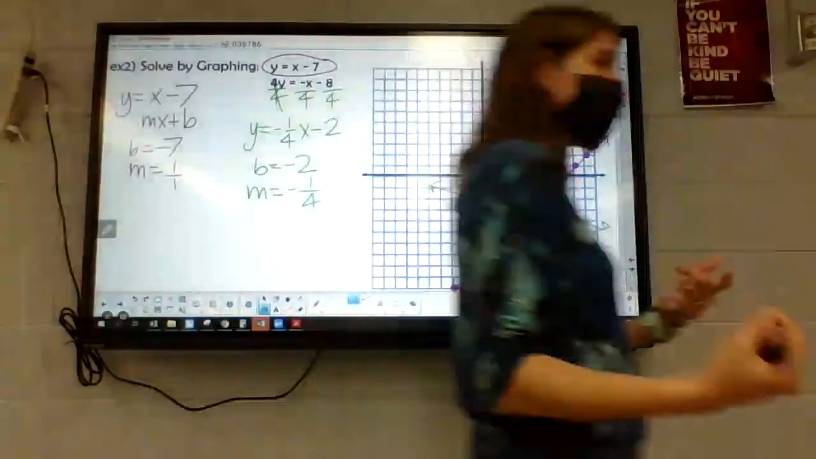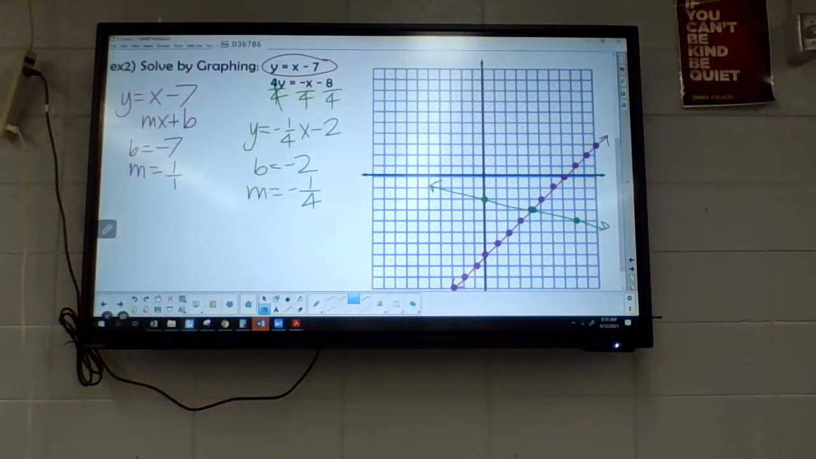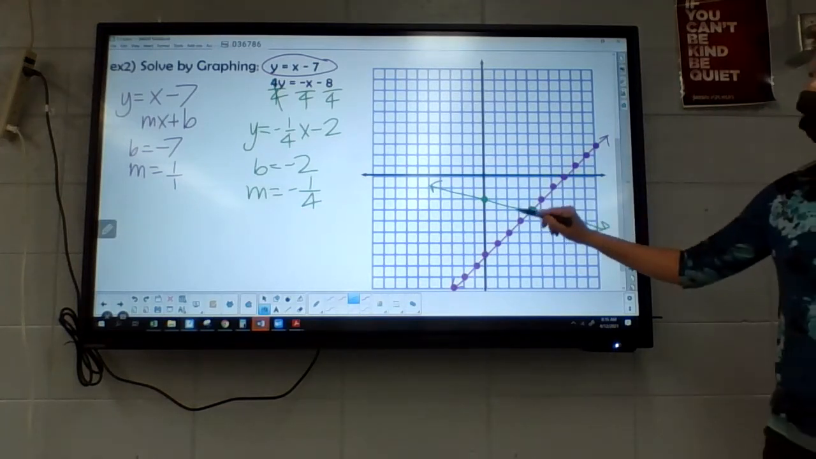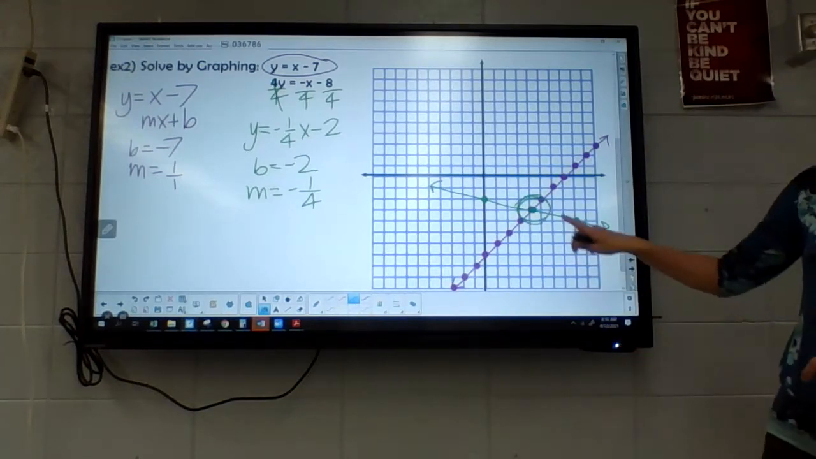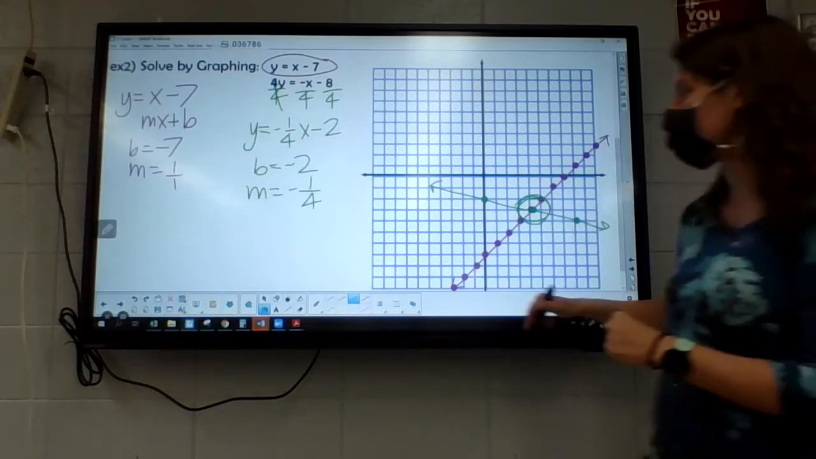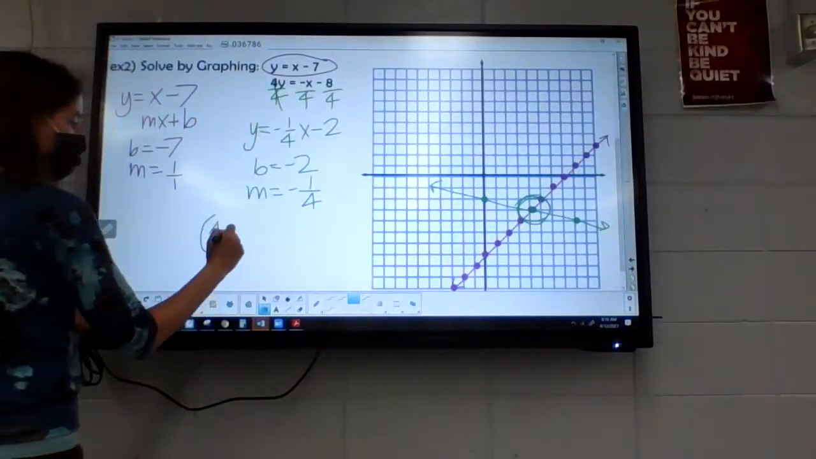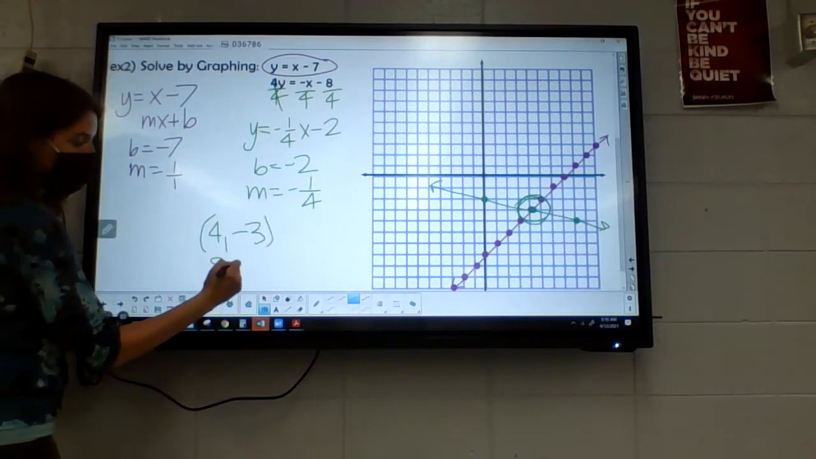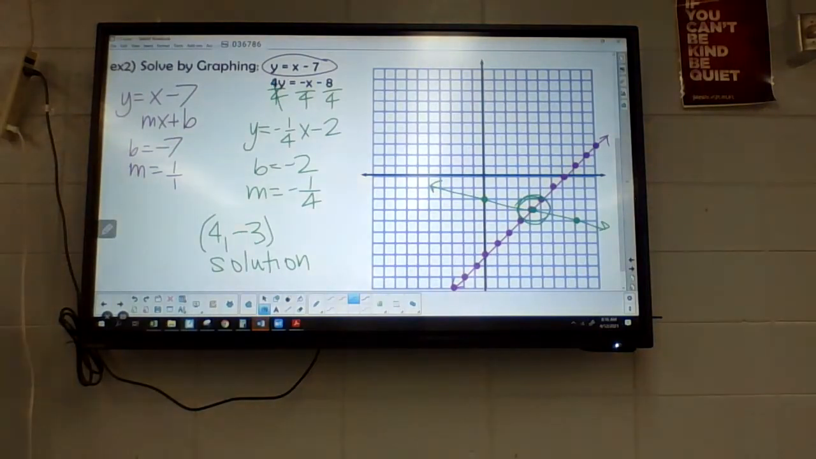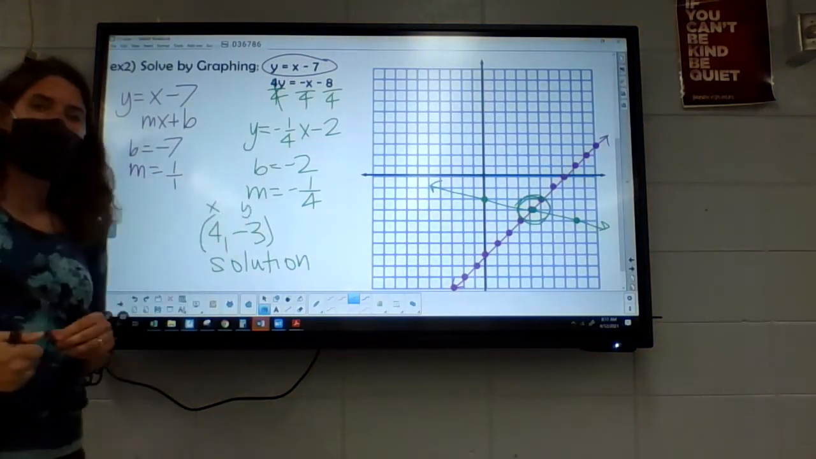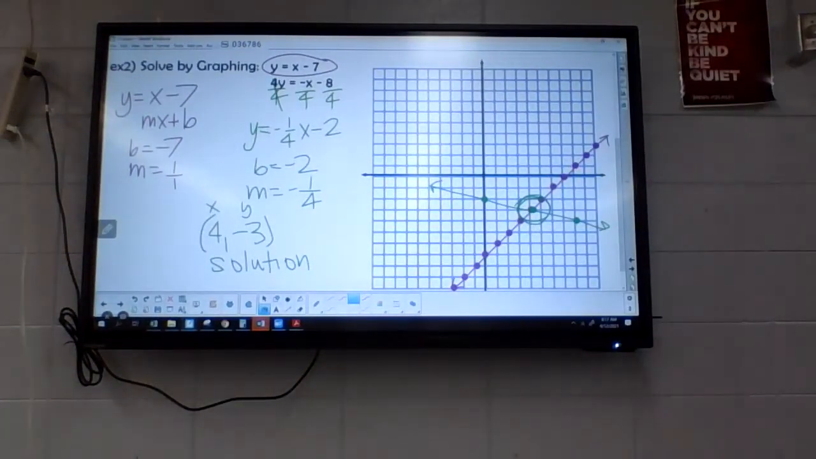Now I'm almost done. Last thing I need to do with this is I need to talk about where the solution is, and that's where they cross. So I have to look and see where is that point they cross, because that's the x and y we're looking for. So it's over 4 and down 3. So this would be our solution for this equation, where this is my x and this is my y. That's the value that would work in both equations. So if you guys check that, that would work in both of our equations up there.